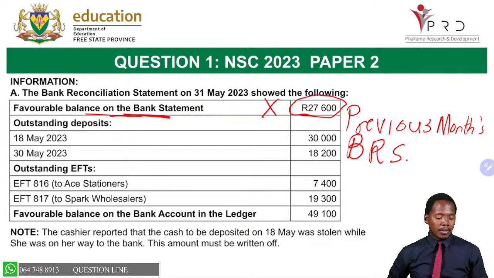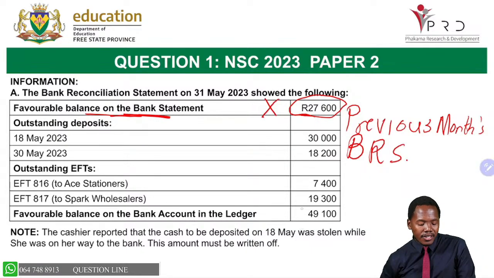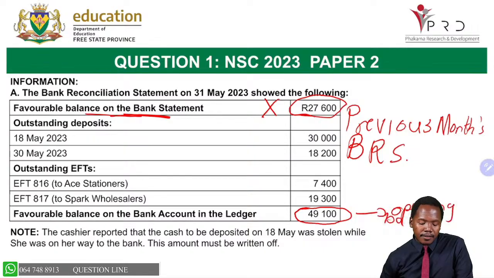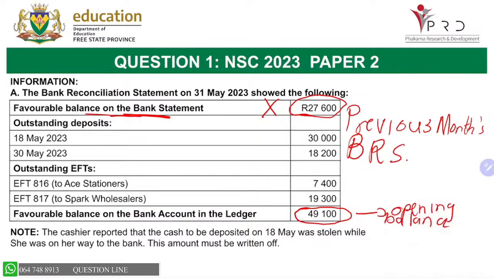There we have our outstanding deposit, our outstanding EFTs, as well as the favorable balance per bank account in the ledger. Now look at this one. Remember, this becomes our opening balance in the bank account. Okay, meaning when we do our bank account, this 49,100 will become our opening balance, and it's written favorable. Favorable means our debits. Okay, it means the debit side.